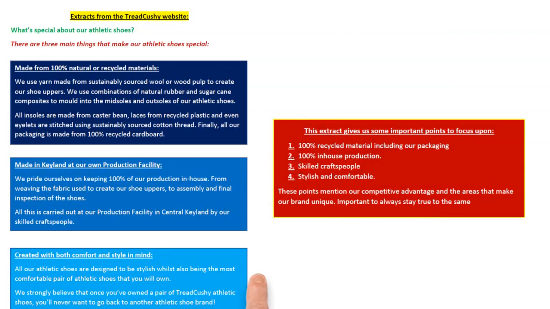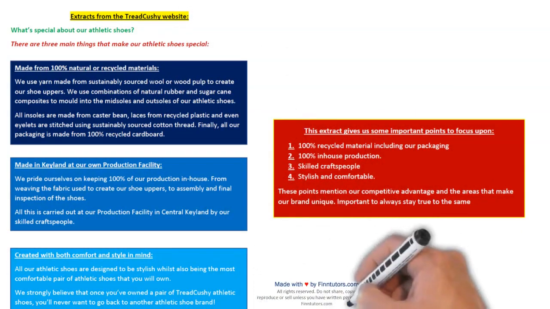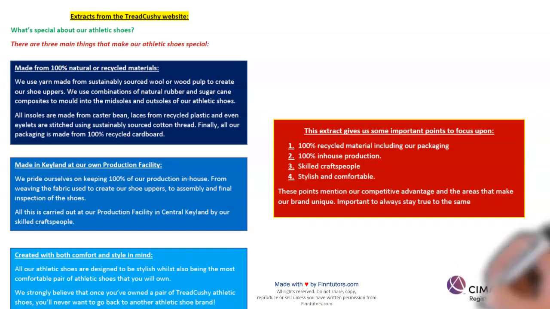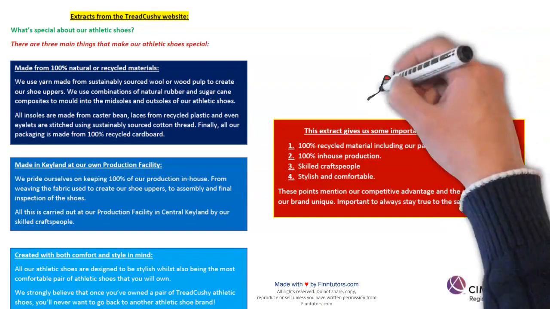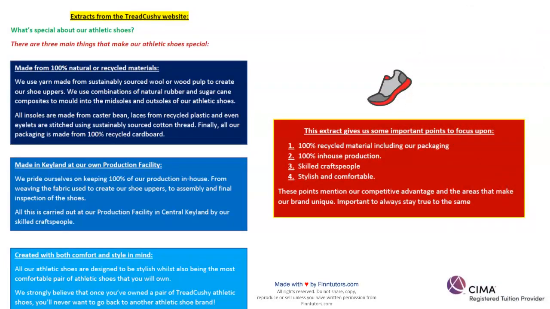Coming to the next part now, they give us extracts from TreadCushy's website. They've taken some extracts from the website and put them over here to help us understand the company better. So what's special about our athletic shoes? There are three main things. The first is they're made from 100% natural or recycled materials. Everything is naturally sourced, naturally made, and it's 100% sustainable. That's my business's core value.